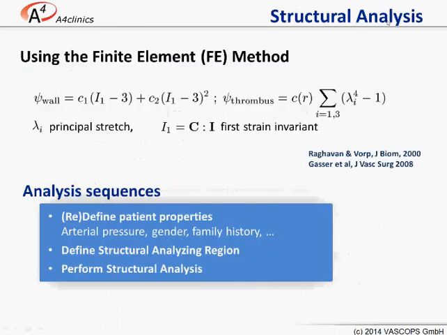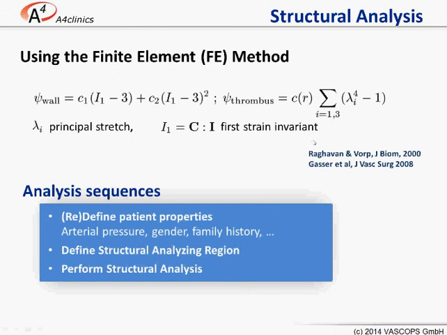Now coming to the structure analysis. The structure analysis uses the finite element method. Here the wall is described by this hyperelastic function reported in Raghavan and Vorp 2000, and the thrombus tissue is described by this hyperelastic function here, where this C is a stiffness parameter that depends on the radial position, because it's known that thrombus stiffness changes from the luminal to the abluminal part.